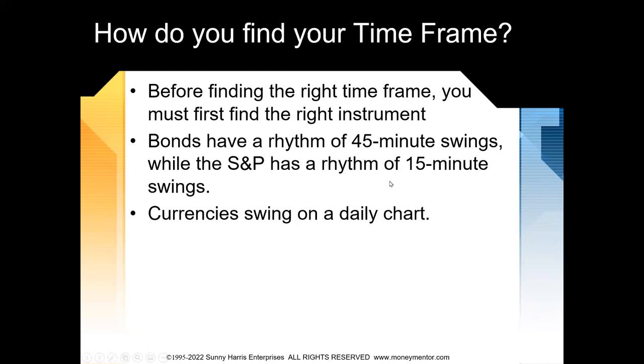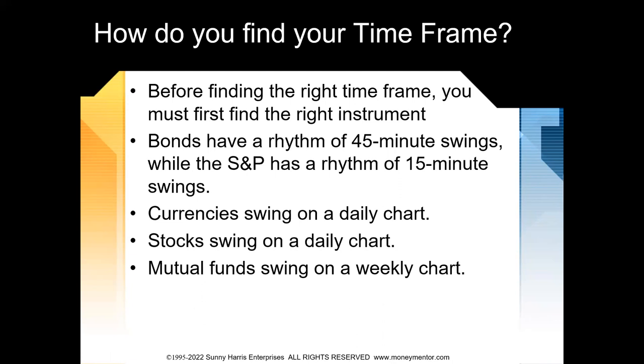Bonds have a rhythm of 45-minute swings, and the S&P has a rhythm of 15 minutes. Currency swing on a daily chart, stocks swing on daily charts, and mutual funds swing on weekly charts. So you have to know the rhythm of what you're trading and choose the right time frame.